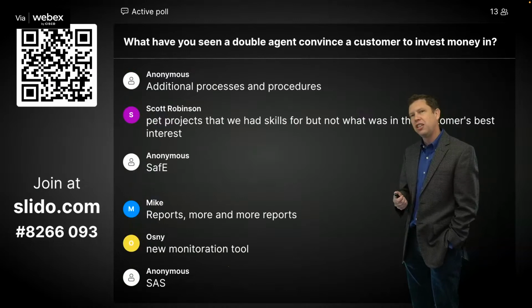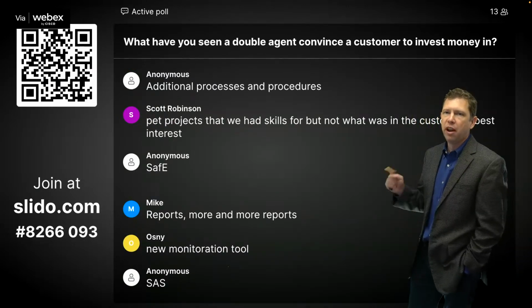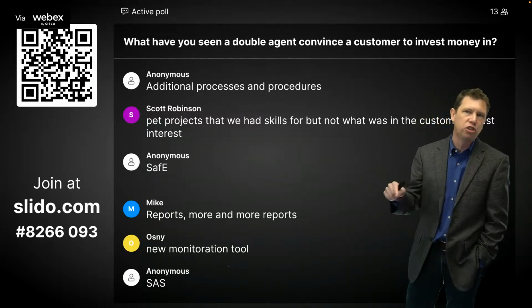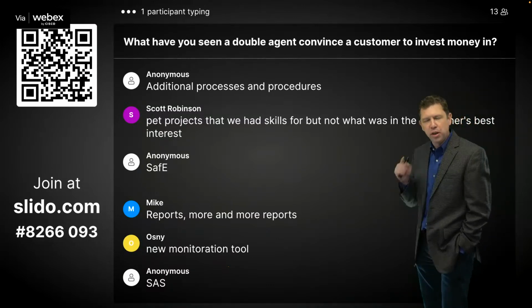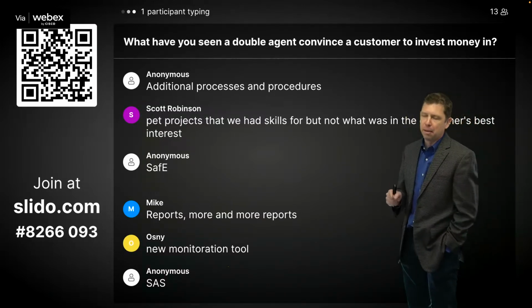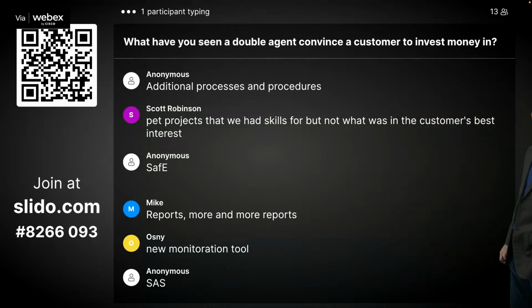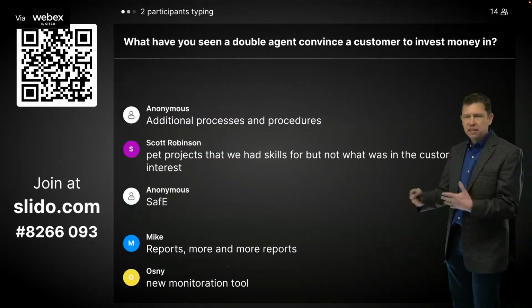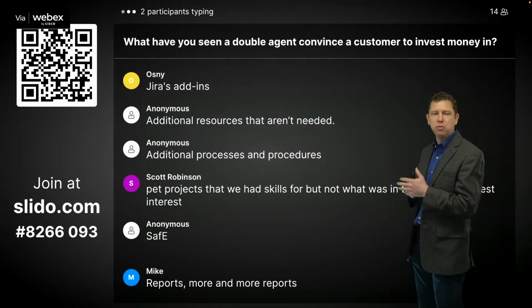And somebody actually suggested, let's just say that all the reports are done, and whenever somebody files a request, a defect, then we'll create the report just in time, and that way we won't create any reports that no one actually needs. We didn't end up doing that because it felt very deceptive, but that was proposed. Pet projects that we had skills for, but not what was in the customer's best interest, additional processes and procedures. So these are all things that we've experienced, and probably a lot of you are looking at that and saying, yes, we've experienced those things.